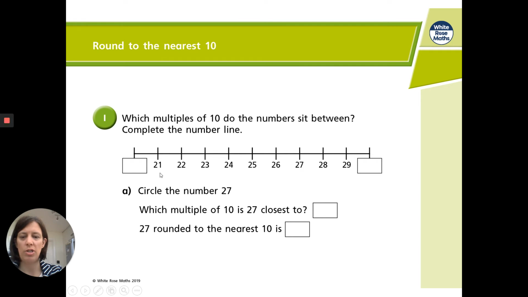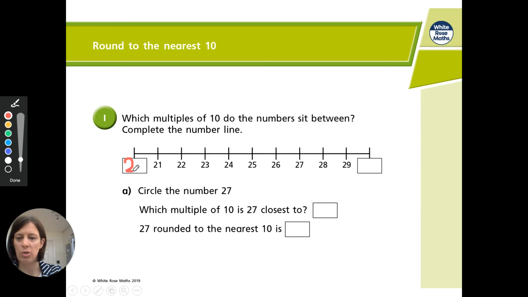So we've got 21, 22, 23, 24, 25, 26, 27, 28, 29. And it's asking us which multiples of 10 do these numbers sit between? Well, the first number, the start of the number line, is 20. So this one would sit between 20. And at this end of the number line, the multiple of 10 that it sits between would be 30. So these numbers sit in between 20 and 30.